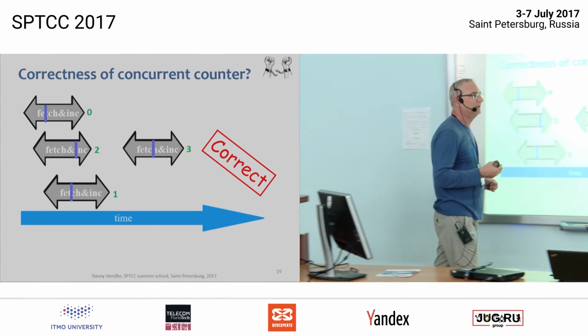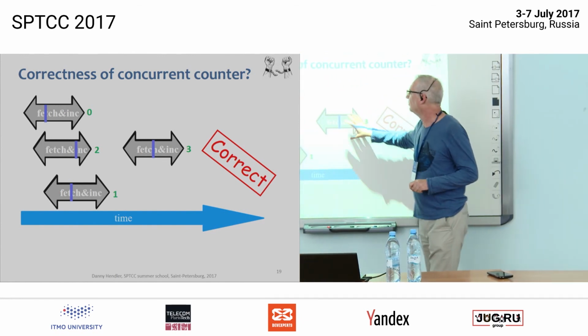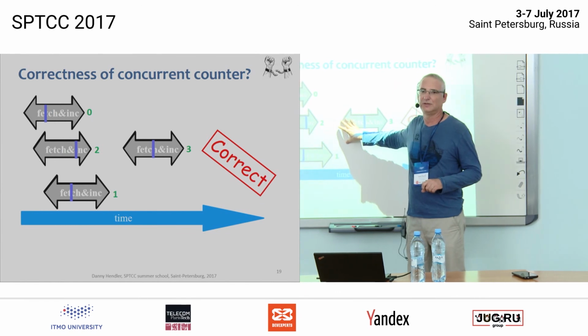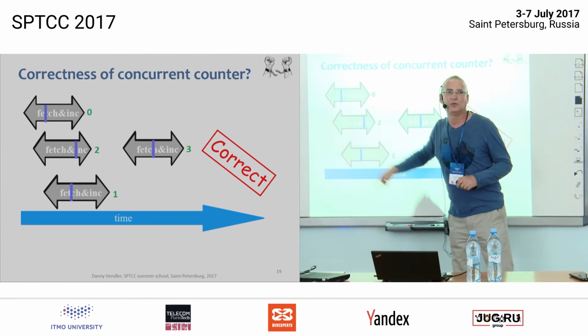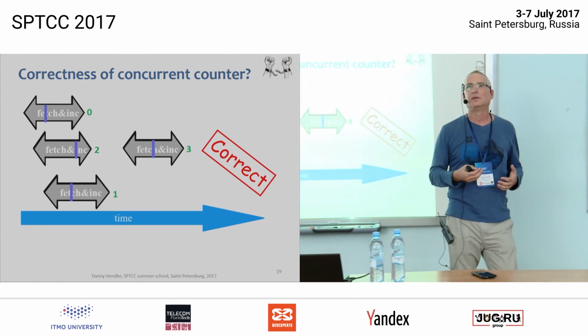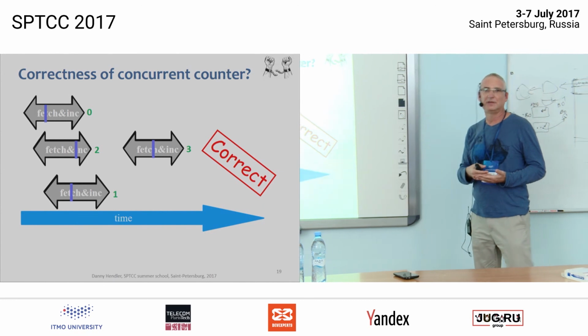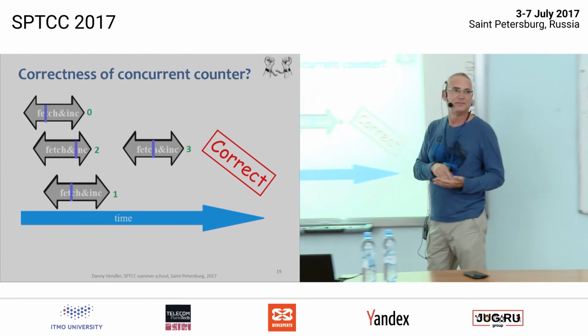So linearizability intuitively means the following thing. We can look at these four operations and find a point in each one of them, which we call the linearization point, and we assume that the operation happened atomically, instantaneously, at this point.